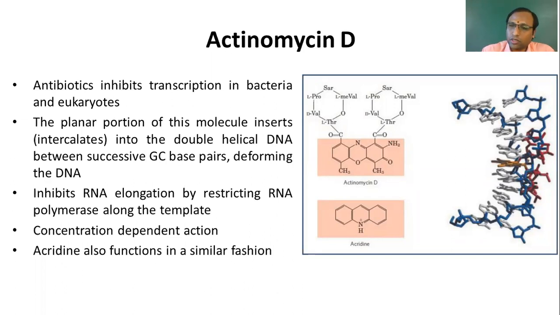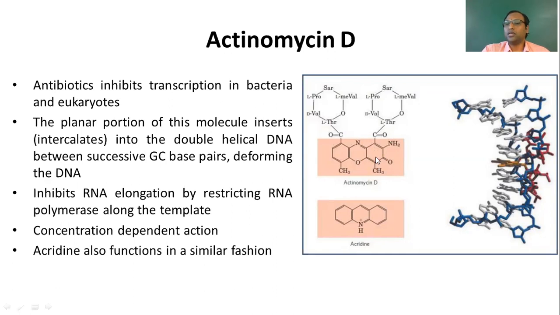Then acridine also functions in a similar fashion. You know that ethidium bromide or acridine are intercalating agents. In the same manner, actinomycin D also works. This is the structure of actinomycin D. This whole structure is actinomycin D, and this is our acridine. If you see the structure, it is almost similar, but the side chains are not present.